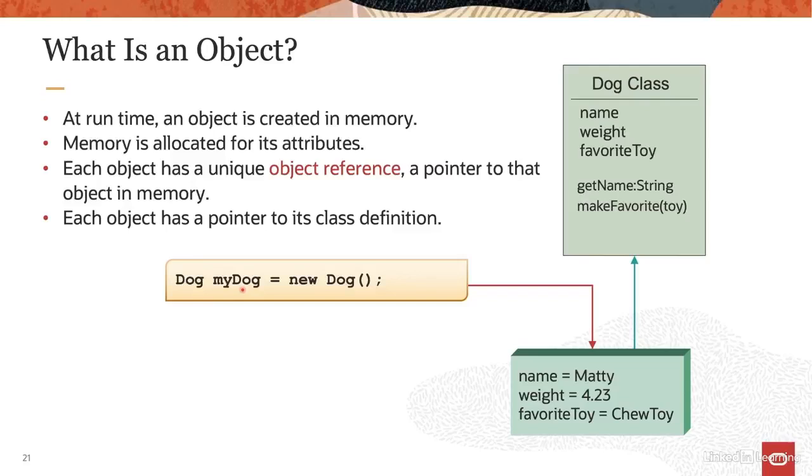So now if I send a message to myDog, or in Java terms, call a method, like getName or makeFavorite on myDog, it'll go ahead and execute the code. So each object has a unique object reference, a pointer to that object in memory, and each object has a pointer to its class definition. So the object stores the data structures, and the class definition stores the actual code.